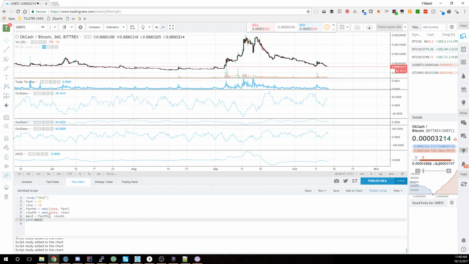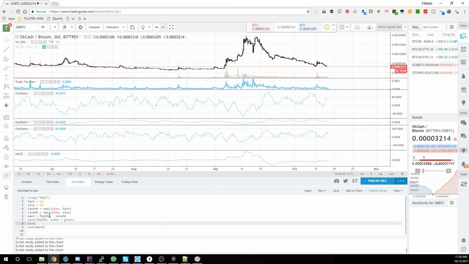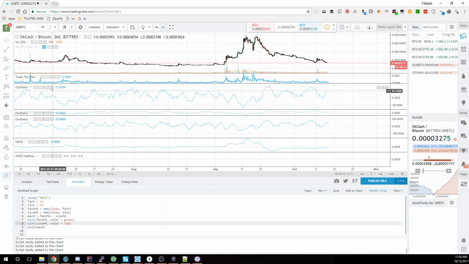And if we wanted to see the actual fast and slow lines against the moving average convergence divergence, we could do that too. We could say plot fast MA, and then let's make that a different color. And plot the slow MA, and let's make that a different color. We'll make that red because we already have something that's blue. We'll get rid of some of these guys here.